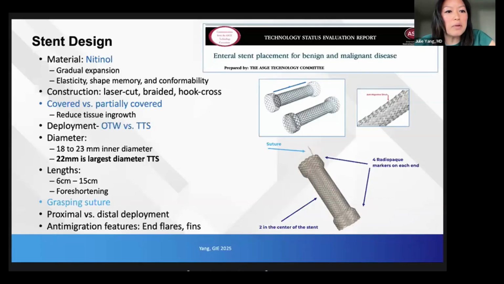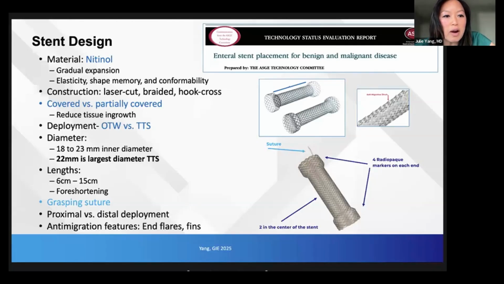Diameter stents also come in a wide variety depending on what your needs are, but by and large, we use 18s to 23s, but they come as small as 12, 14, and 23 is the largest. And just to know that the 22 millimeter is the largest diameter TTS on the market. That is the Taewoon stent. And we'll talk about, particularly in the cases, show you what that's like in practice.